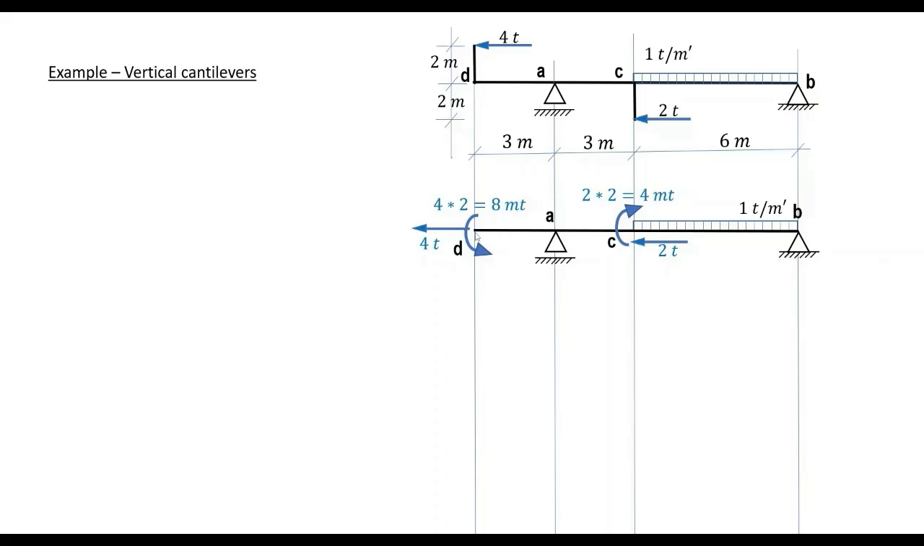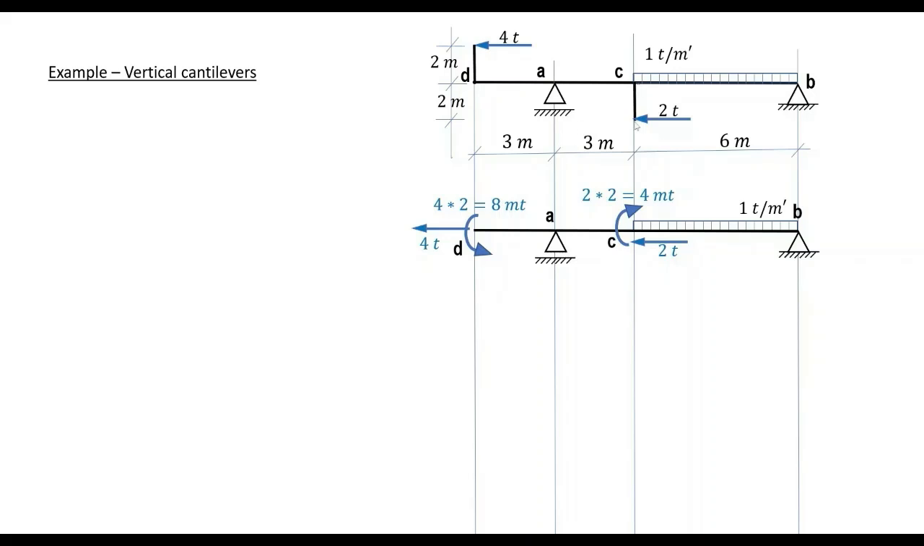So we have at D 4 tons of the same magnitude and direction of the given load and a moment 4 by 2, 4 by 2 rotating counterclockwise.